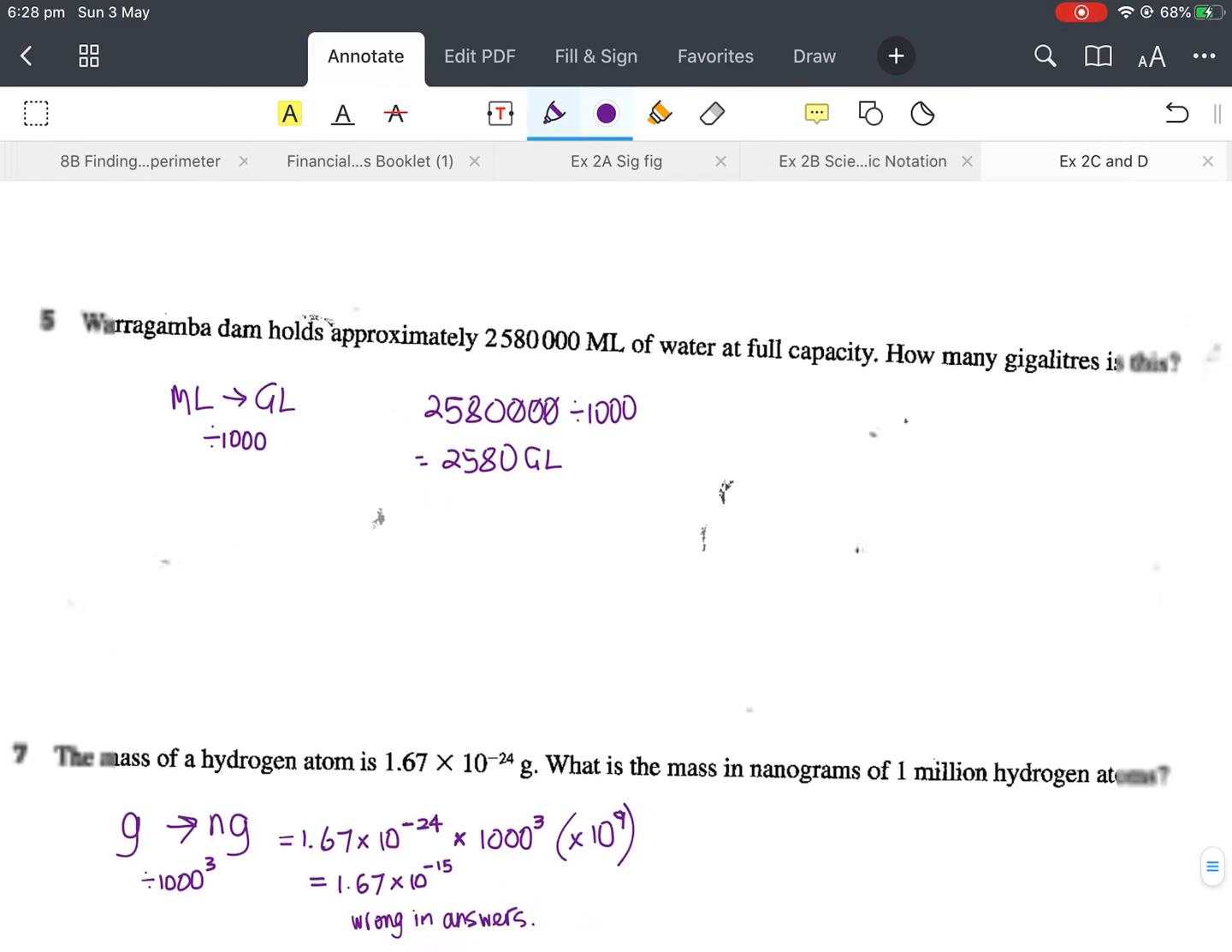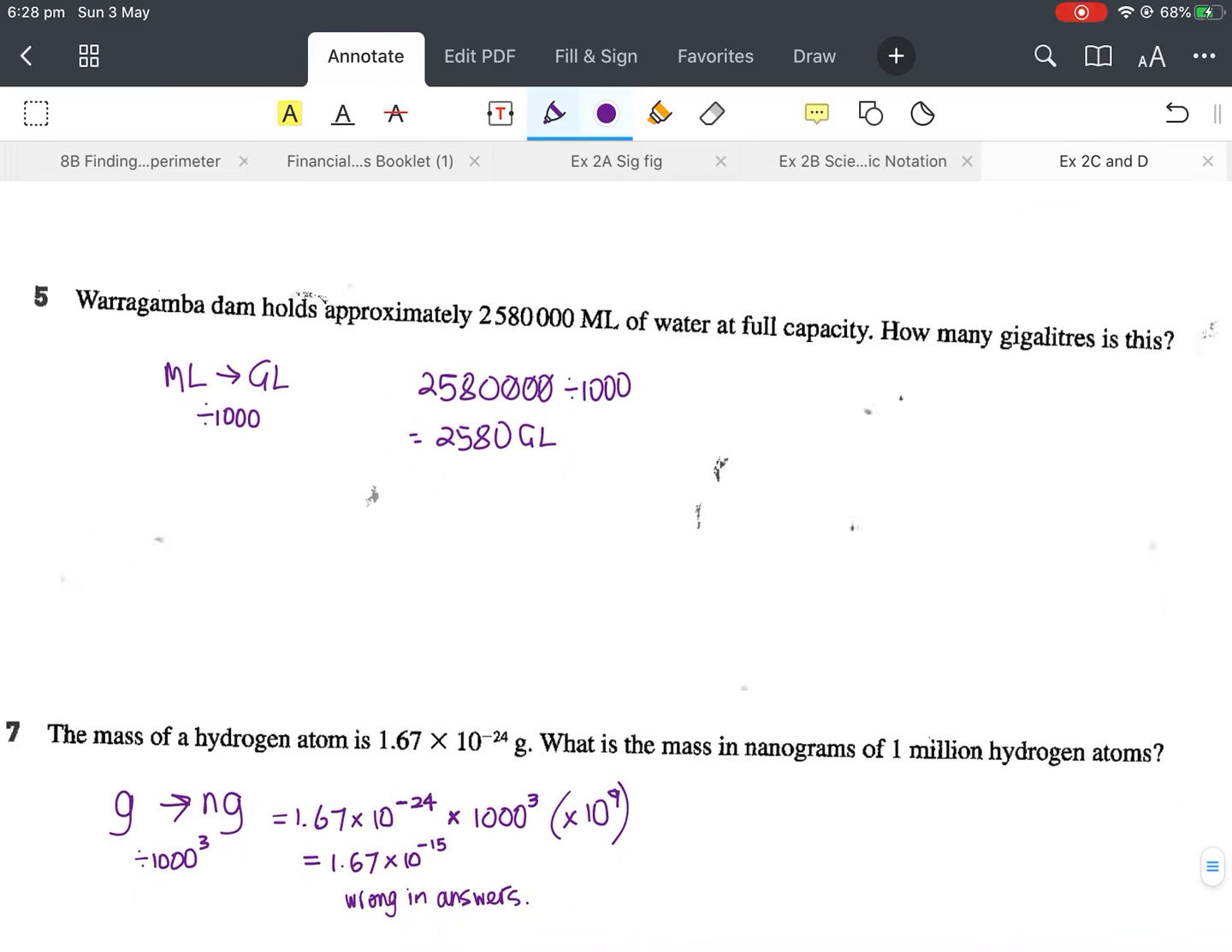All right, here we have some problems. Number 5, Warragamba Dam holds 2,580,000 megalitres of water at full capacity. So we're changing this from mega to giga. So if we go from mega to giga, I've written it over here, we divide by 1,000. So that's all you have to do for that one. So I crossed off 3 zeros and I got 2,580 gigalitres. I did check that in the back of the book and that is correct.